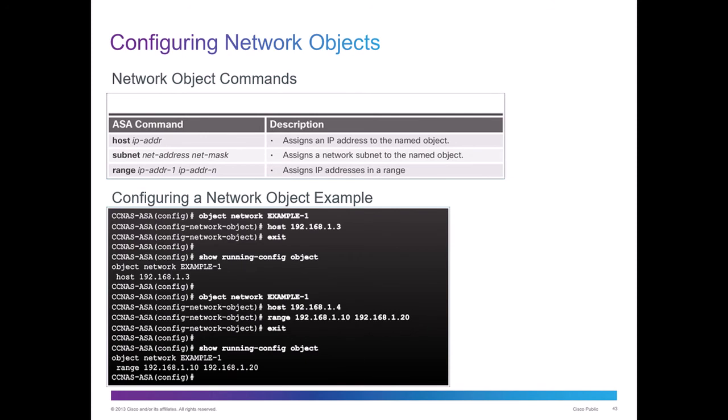Okay. Some commands that you are going to need. Here's an example of creating a network object. So you say object network and you give it a name. In this case, it's example 1 and a host 192.168.1.3. So anytime you call this name example 1, it will have this command in it. It's as if you are using this command. You can change it by adding another range. So now example 1 has 192.168.1.4 and this address and this range of addresses as well.